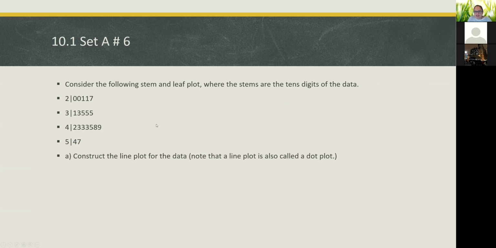So next, it says to make a line plot for the data. So remember, we did that before, and we would put just a dot above a number. So every time we saw that number in the data set, we would put a dot there. So I will have 3 dots, although they don't have to be dots, they can be X's, 3 above the number 35 and 3 above the number 43.